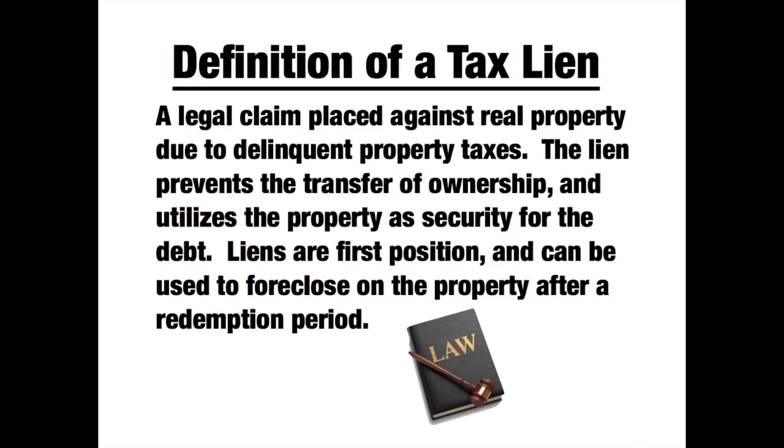It utilizes that property as security for an unpaid debt, which in this case is the delinquent taxes that are owed. Now, tax liens are first position liens, and they can be used to foreclose on property after a set redemption period has expired. So they have a tremendous amount of power. They can actually be used to foreclose on the property after that time period is passed.